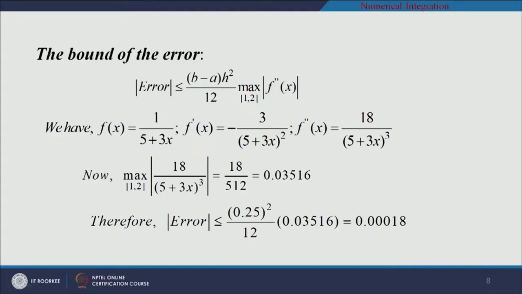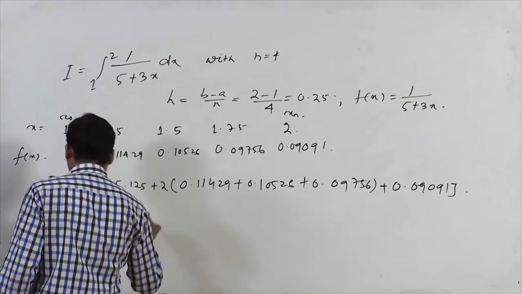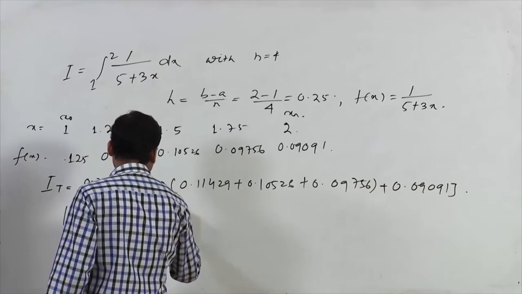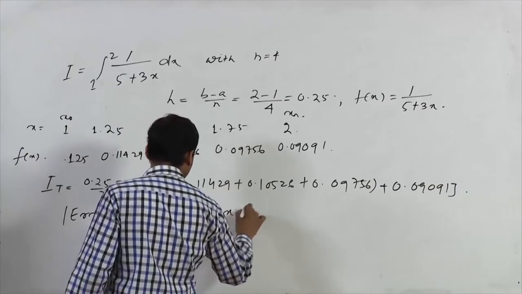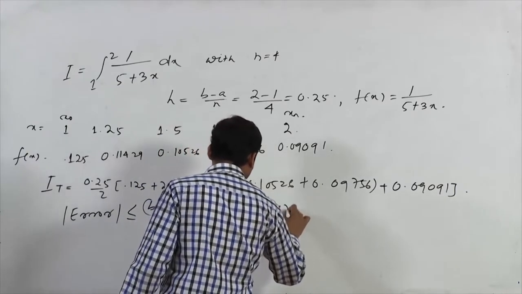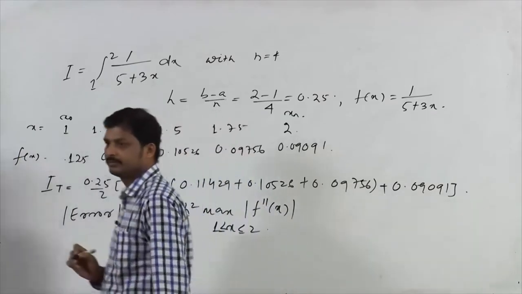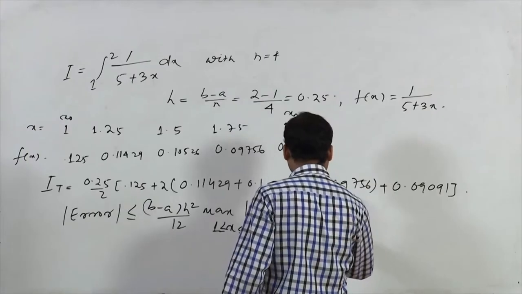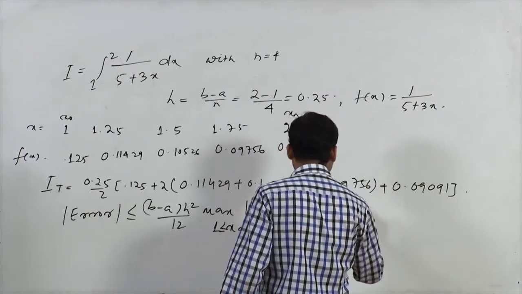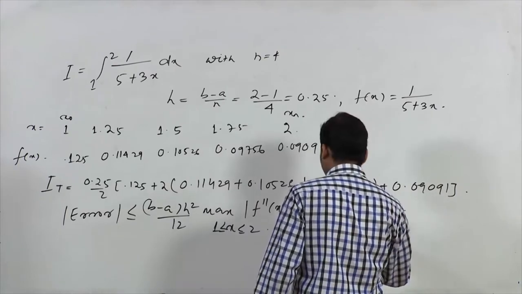If you just go for this error term here, this error can be written as less than or equal to (b minus a) h square by 12 times the maximum of f double dash of x, where x lies between 1 and 2. And if you just calculate this f double dash of x, this equals (2 minus 1) into h square, which is 0.25 square, by 12.